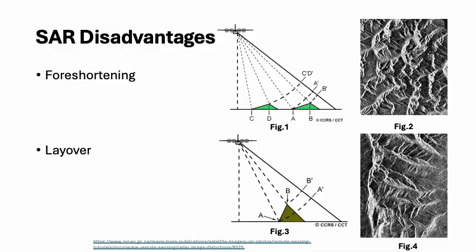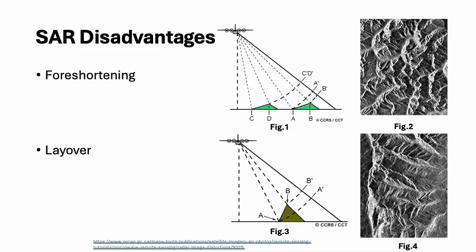Layover occurs when the radar beam reaches the top of a tall feature like a mountain. Here it is shown as B, before it reaches the base, that is shown by A. The return signal from the top of the feature will be received before the signal from the bottom. As a result, the top of the feature is displaced towards the radar from its true position on the ground and lays over the base of the feature, that is B' to A'.